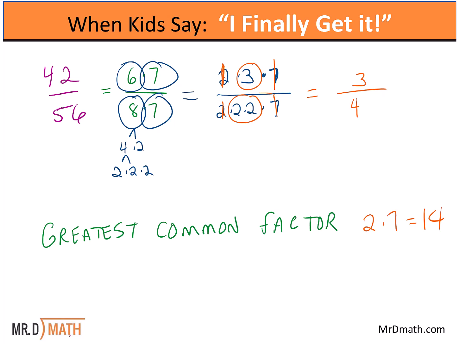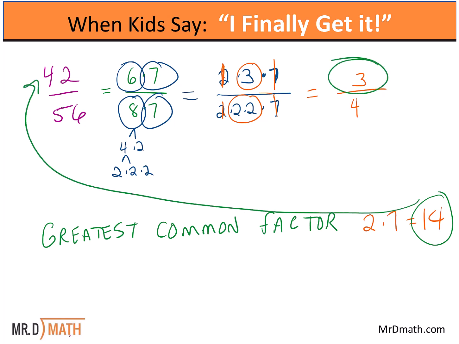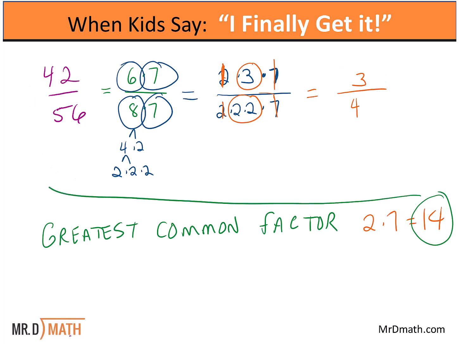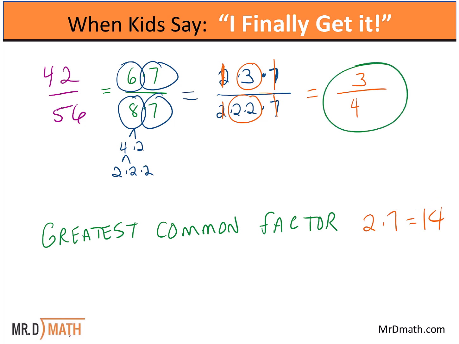But wait, there's more. What do I mean there's more? Notice what you see. If the greatest common factor is 14, and we said, find the greatest common factor and divide, notice how we already know the answer. How many times does 14 divide into 42? Well, there's my answer right there, 3. What? It's true. What if I said, how many times does 14 divide into 56? And there it is, it's 4. It's true again. We did it. By finding the reduced fraction first and looking at what we crossed out, which gave us our greatest common factor, we can answer all kinds of questions.